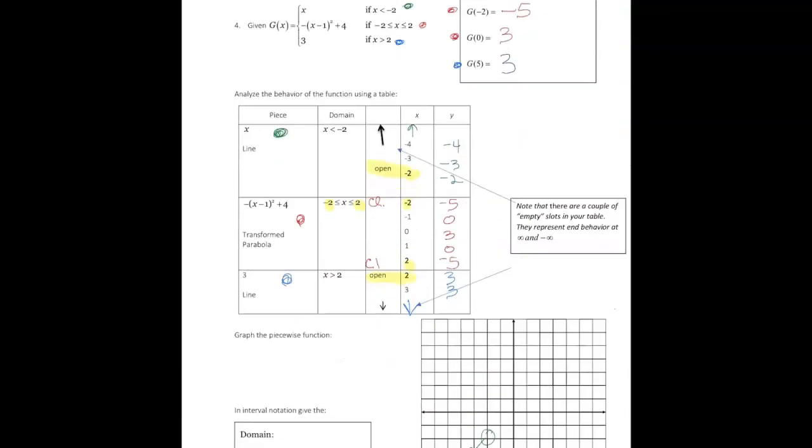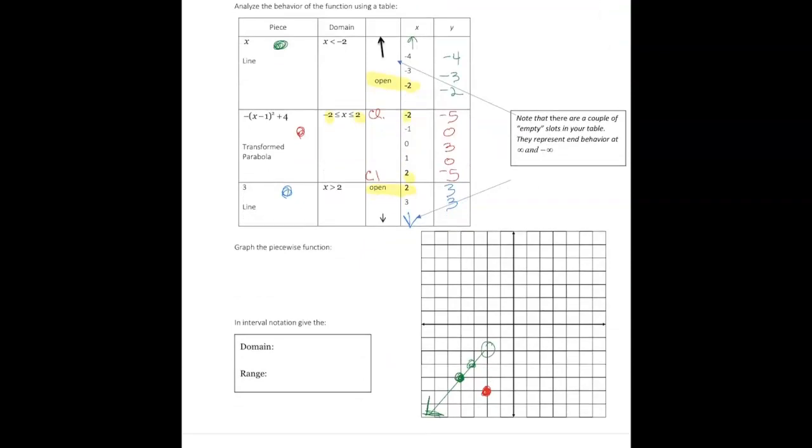Then I'm going to go to my negative 1, 0. So negative 1, 0, that's also closed. 0, 3. And then 1, 0 back down here. And then 2, negative 5, and that's also closed. So you can see the parabolic shape. Don't draw it as a straight line, draw it as a smooth curve. Then you have the second piece, and then the last piece will be in blue.